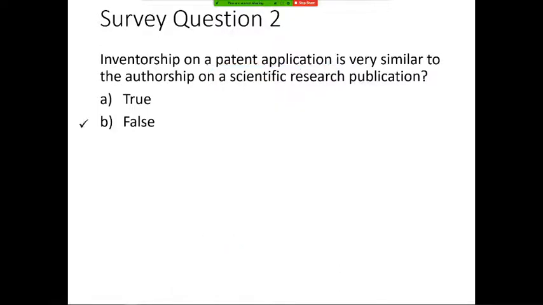Great. Excellent. And the correct answer is false. Authorship on a scientific publication is a little bit similar, but it certainly is not very similar to the inventorship on a patent application. Inventorship on a patent application has to be the inventors, where authorship on a scientific publication oftentimes is a whole bunch of people who maybe contributed very little to the actual writing or idea that was part of that research publication.